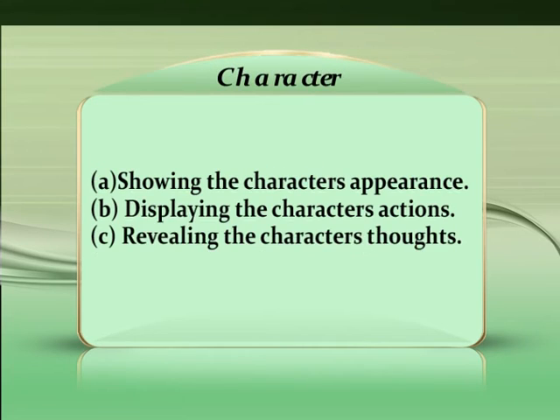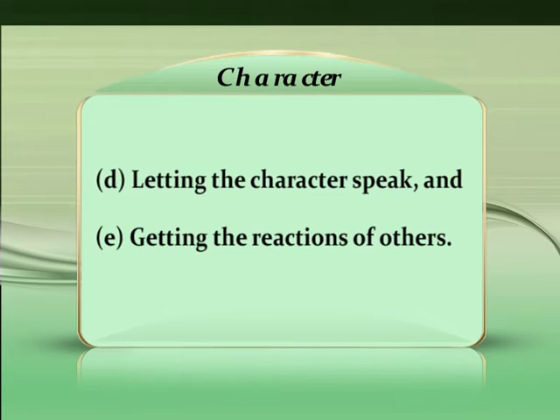There are various methods which can be used by writers to develop characters in a story. These include displaying the character's actions, showing the character's appearance, revealing the character's thoughts, letting the character speak, and getting the reactions of others. Characters are of various types, of various kinds.